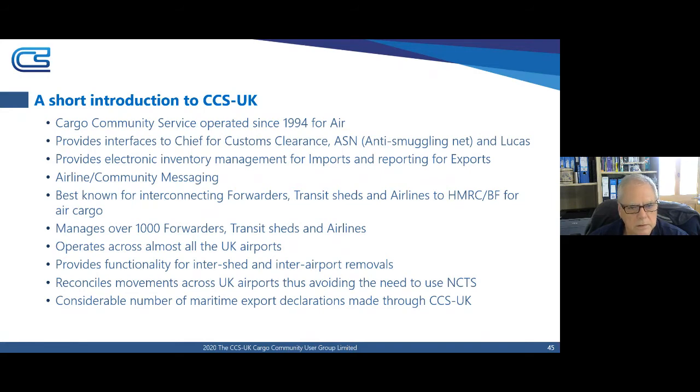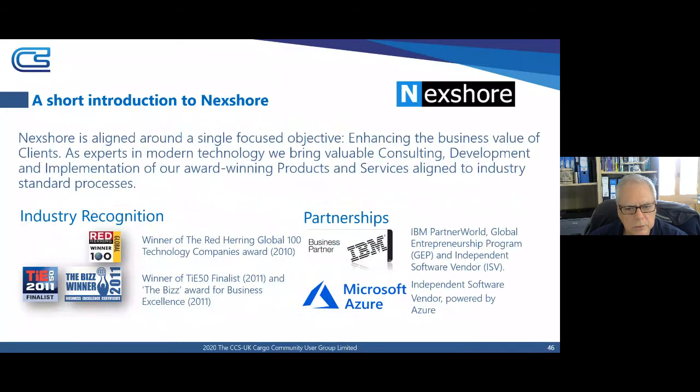We've got about 1,000 forwarders and transit sheds and airlines on the system. We operate in most of the UK airports, and we also provide functionality for moving freight in bond between sheds and airports around the UK. We do a bit of maritime work, but that's the companies that do air and maritime through the CCS UK. Next slide, and I'm going to hand over to Pramod to introduce Nextshore.